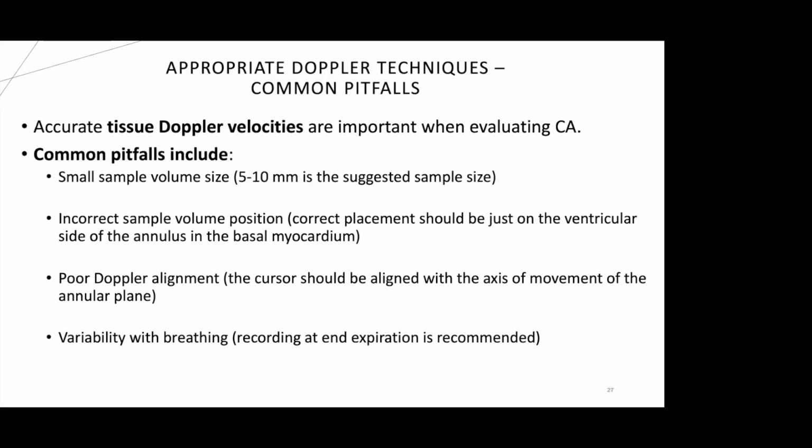Tissue Doppler is also important. Here they recommend that we use a small sample size, 5 to 10 millimeters, so slightly bigger compared to the mitral valve inflow. Again, we want to position our cursor right on the ventricular side of the annulus in the basal myocardium, and align it appropriately with the axis of movement in the annular plane. Ideally, you want to get these measurements at end expiration.